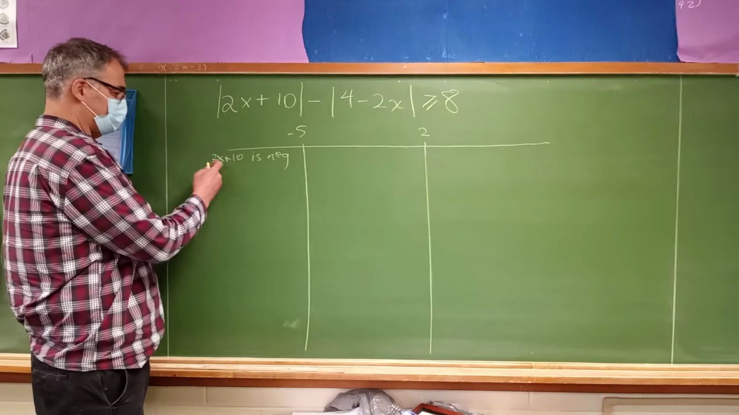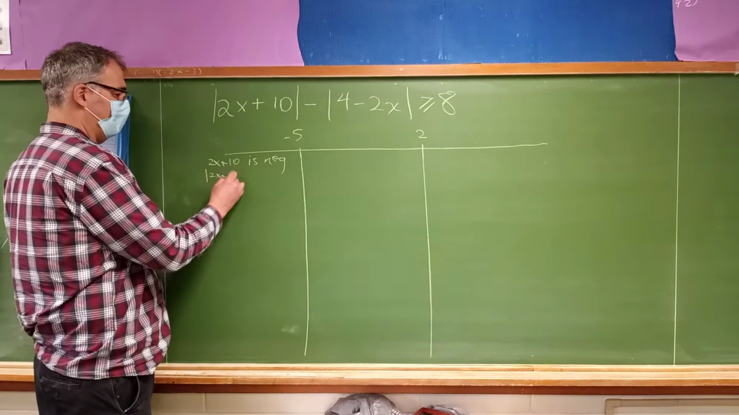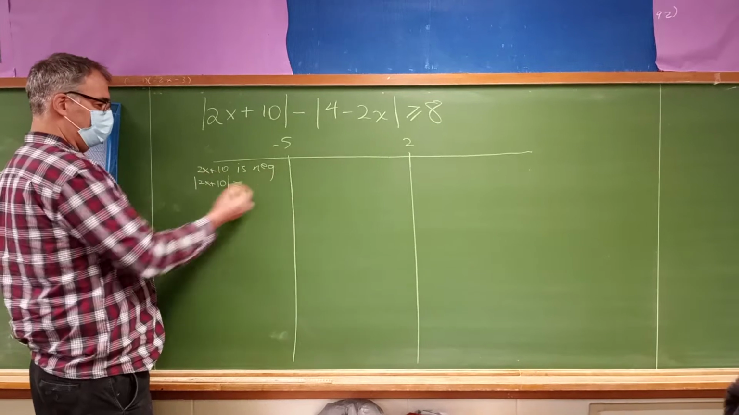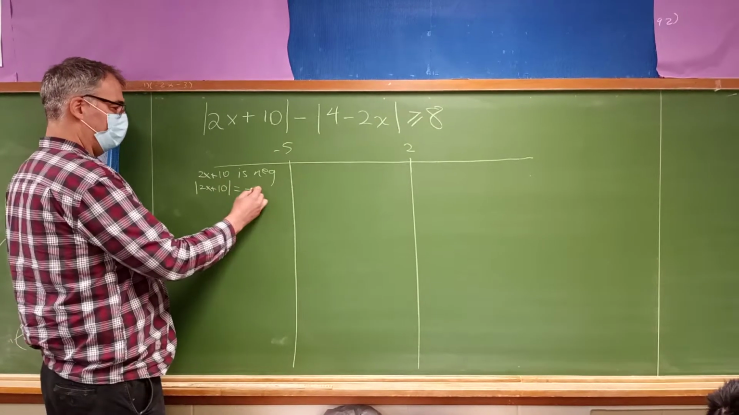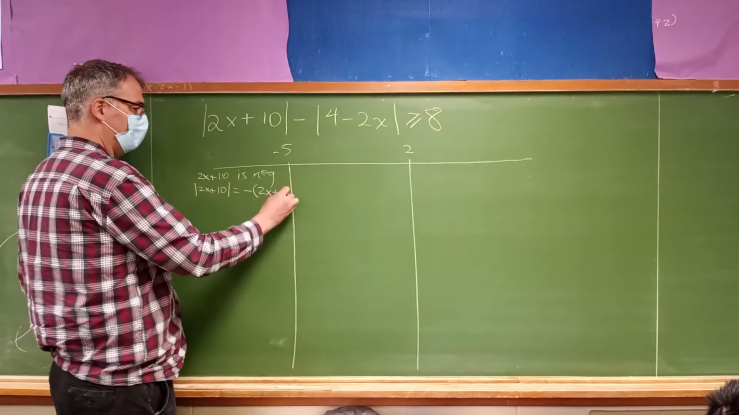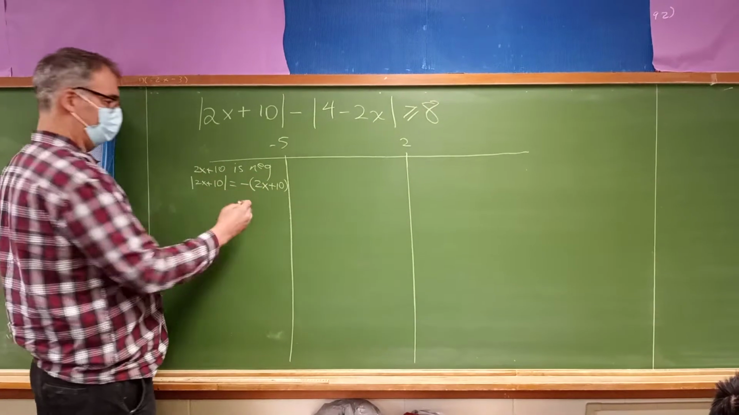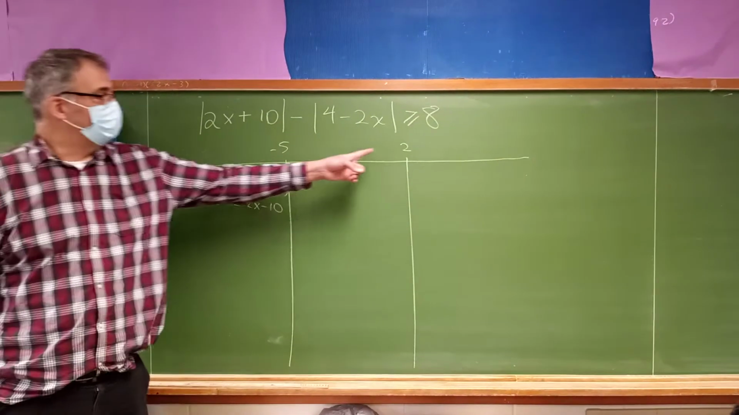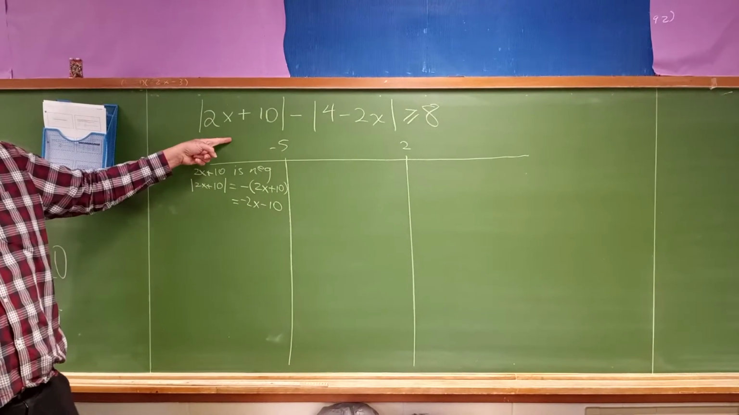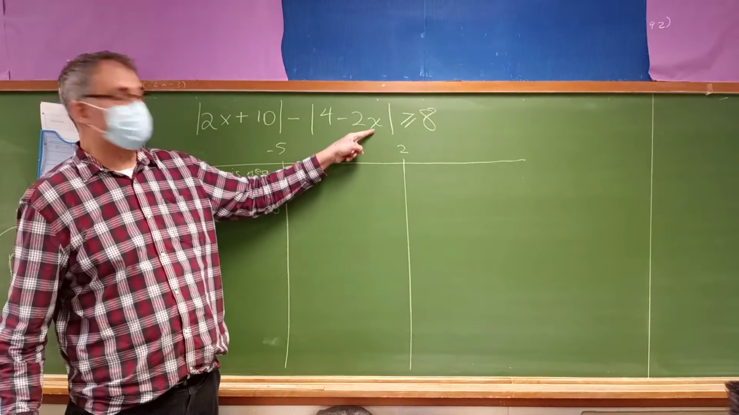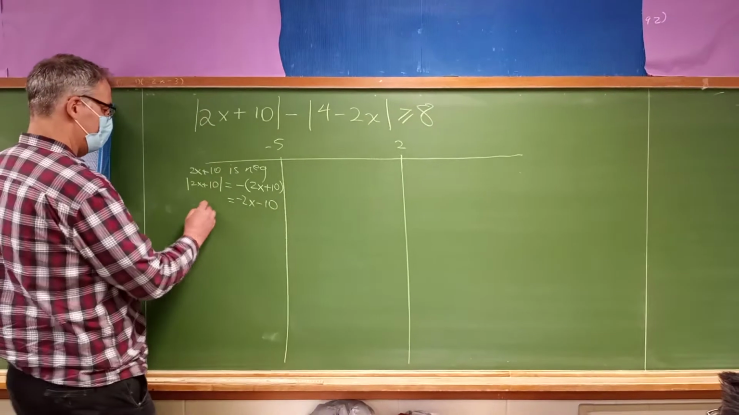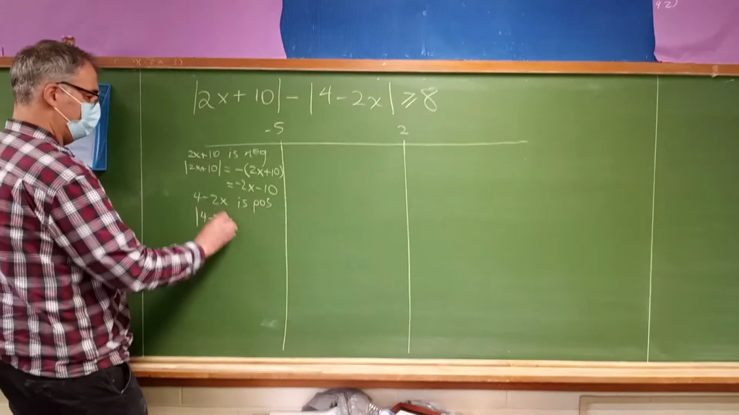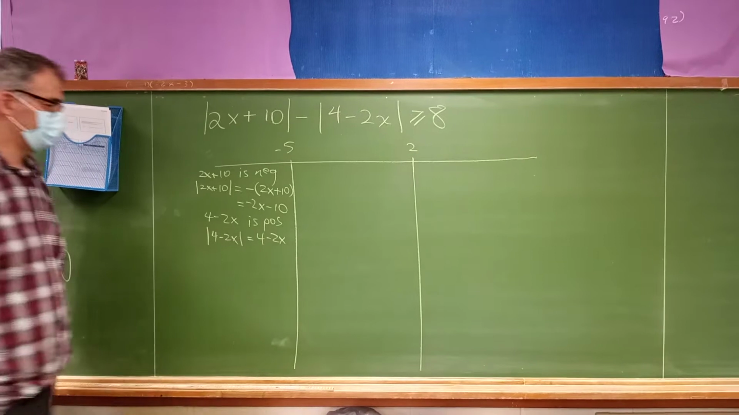Now here's something you just have to remember. We explained why before, but hopefully you'll just remember it. If this is negative, then the absolute value of it becomes doubly negative, a negative in front of the negative, thereby making it positive, even though it has a negative sign in front. Now, to the left of -5, a number like -6, 4 minus 2x is positive. So 4 minus 2x is positive, which means the absolute value of 4 minus 2x is 4 minus 2x.